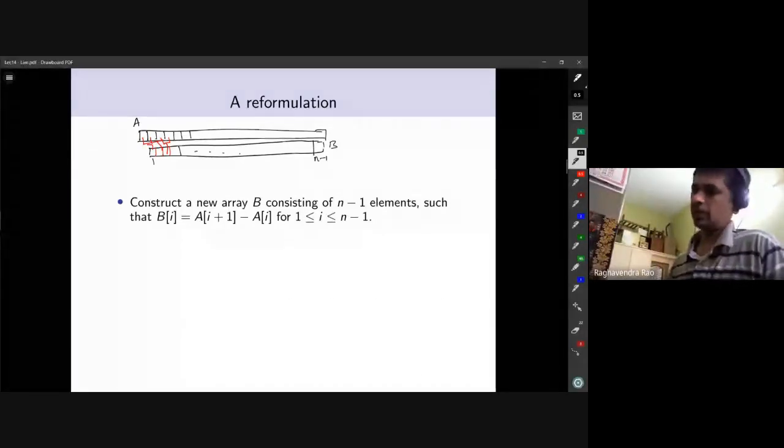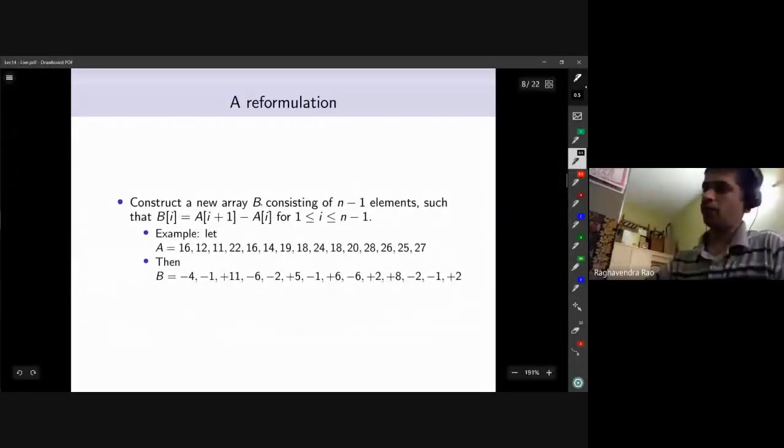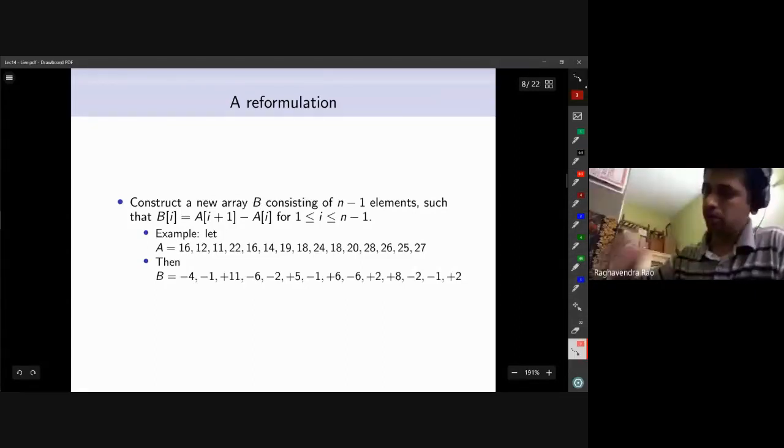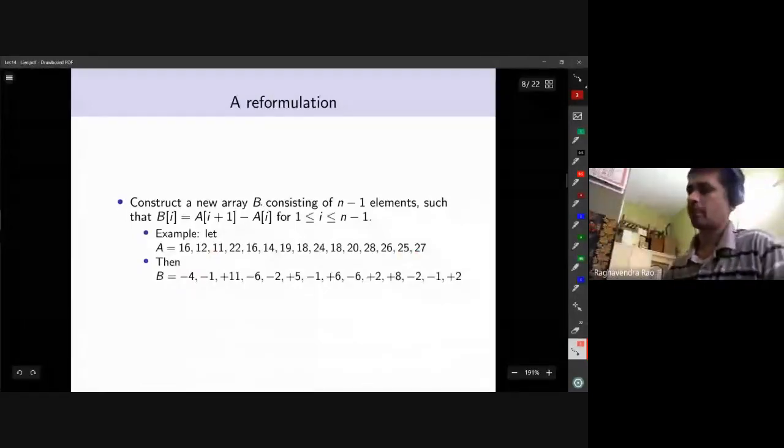So let's take a look at the example. Let's take our example array of 15 elements. The first element is minus 4, which is 12 minus 16. The next element is minus 1, which is 11 minus 12, and so on. The last element is 27 minus 25. It should be plus 2.